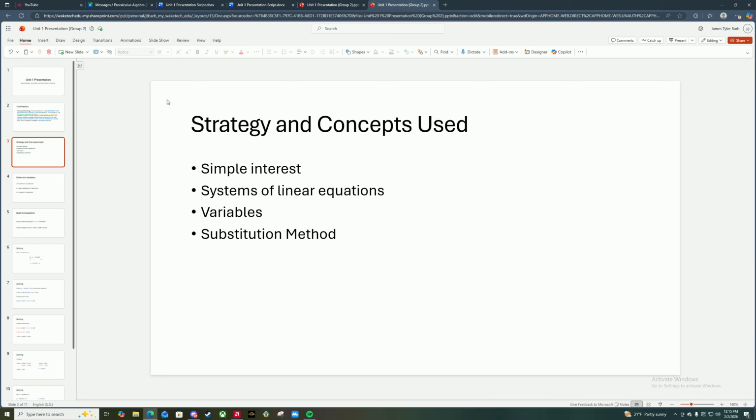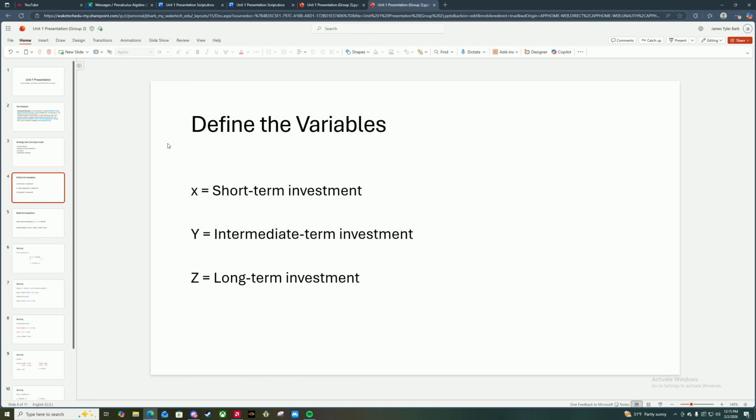All right, strategy and concepts used. We have simple interest, systems of linear equations, variables, and the substitution method. So let's define the variables. We have X, which is the short-term investment. We have Y, which is the intermediate term investment. And we have Z, the long-term investment.